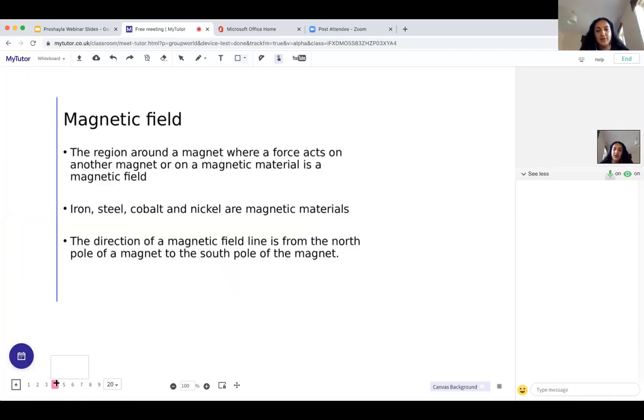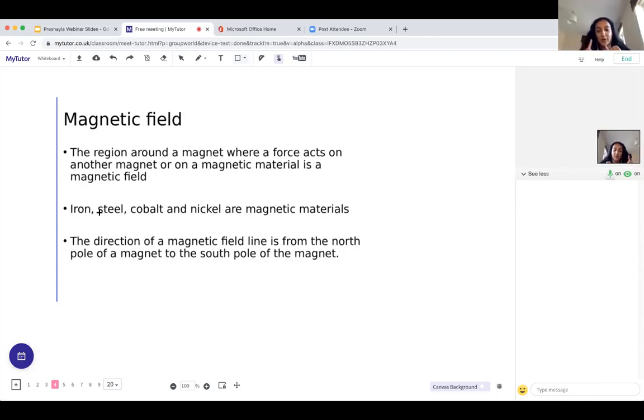So as I said, the region around a magnet where a force acts on another magnet or on a magnetic material is a magnetic field. So what that means is if we have a bar magnet and we put a paperclip into the field of the bar magnet, that paperclip is going to feel a force. Or if we were to put another magnet, for example another bar magnet, into the original bar magnet's field, the new bar magnet is going to feel a force.